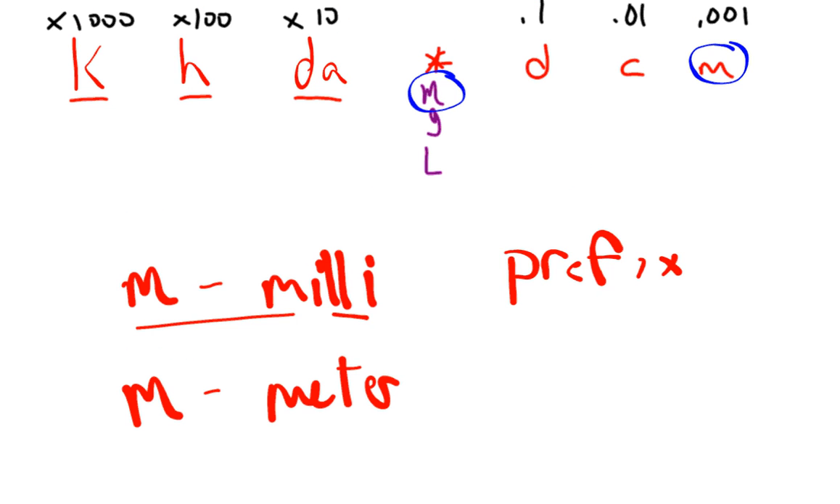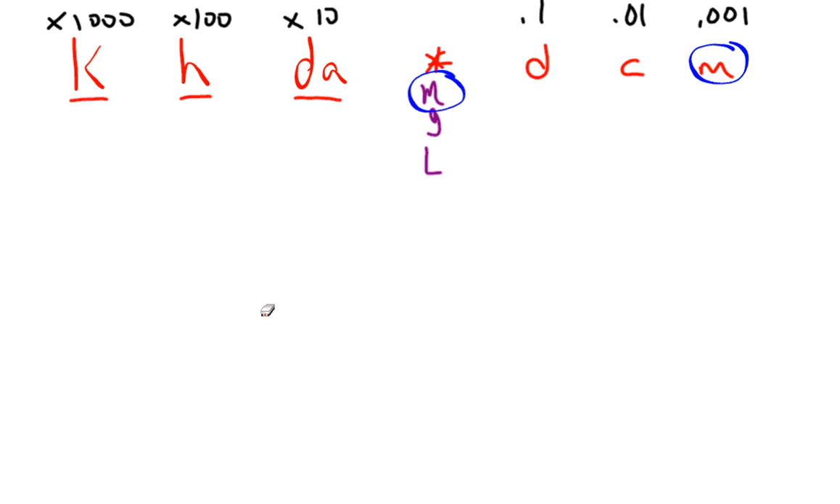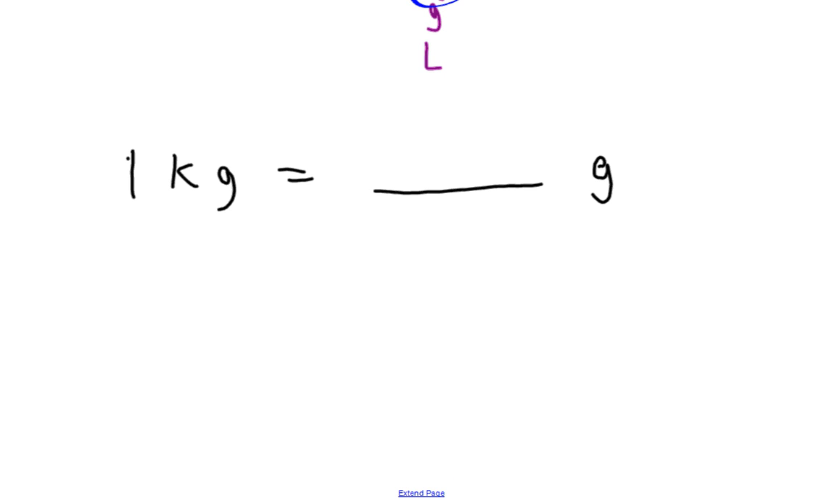Now, how do we convert units? Well, this can be as complicated or as simple as you want it to be. We're going to try to make it easy. Notice what happens. As you go to the right, the numbers get smaller. As you go to the left, the numbers get bigger. So let's say I have 1 kilogram, and I wanted to see how many grams are in 1 kilogram. Well, let's look at this visually. I think this may help.